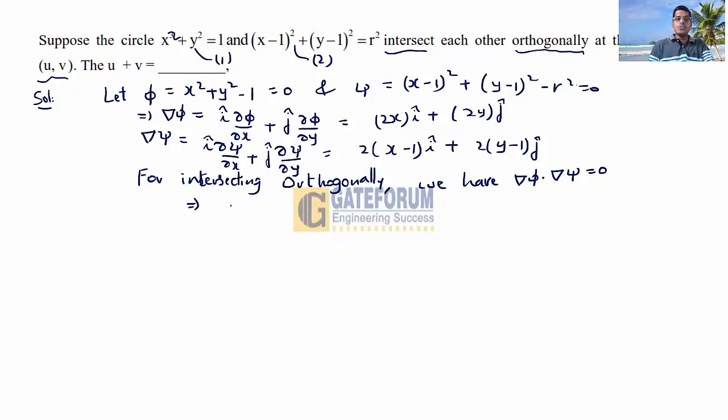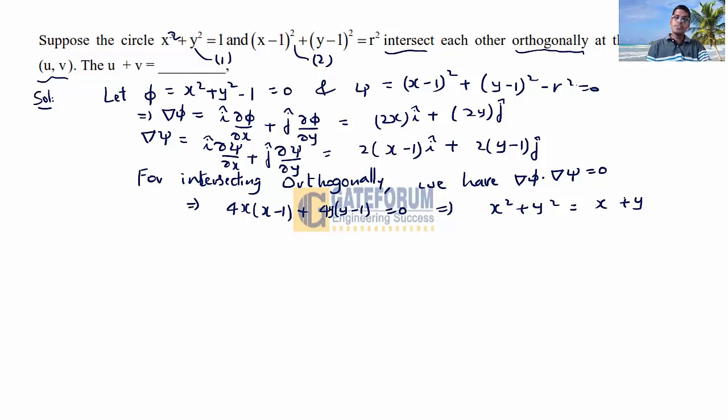So 2 into 2, that is 4x, into, dot product between two vectors. The product, that means the sum of the products of the corresponding elements. That is I bar coefficient into I bar coefficient plus J bar coefficient into J bar coefficient, plus 4 into y into y minus 1 is equal to 0. 4 is taken common, 0 by 4 is 0. This simplifies to x square plus y square, shift the negative terms to the right side.